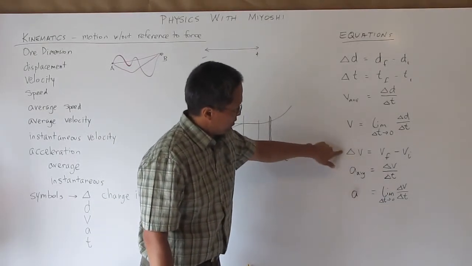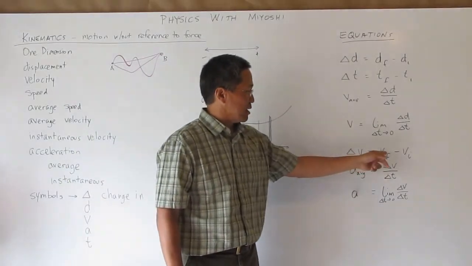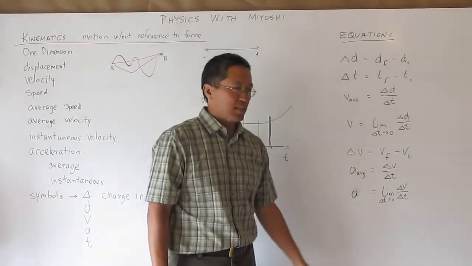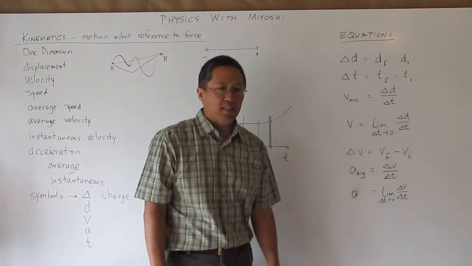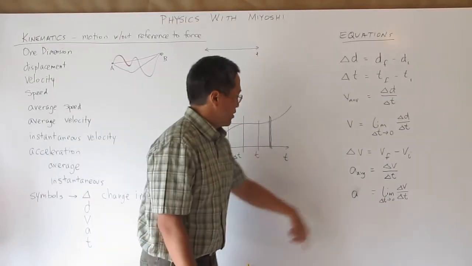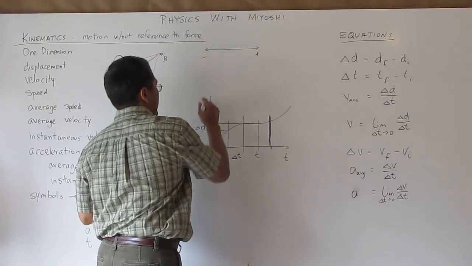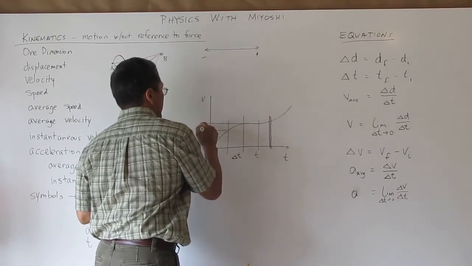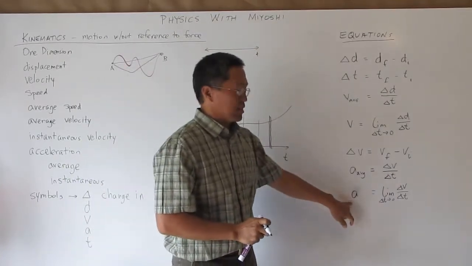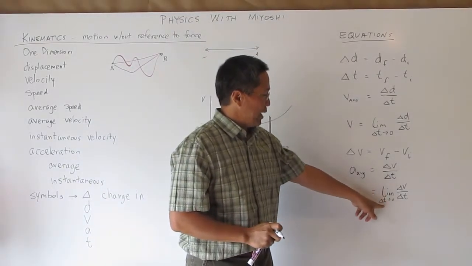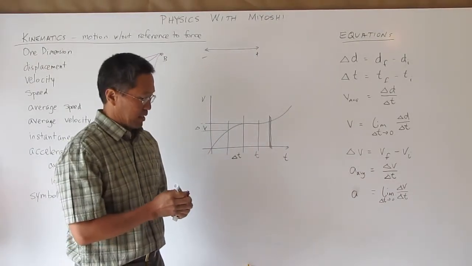Say analogously, we have delta v, our change in velocity, which is our final velocity minus our initial velocity, and our average acceleration is our change in velocity over change in time. Similarly, all we have to do is change d to v. We could change our graph, but the instantaneous acceleration is the limit as delta t approaches 0 of our change in velocity over change in time.